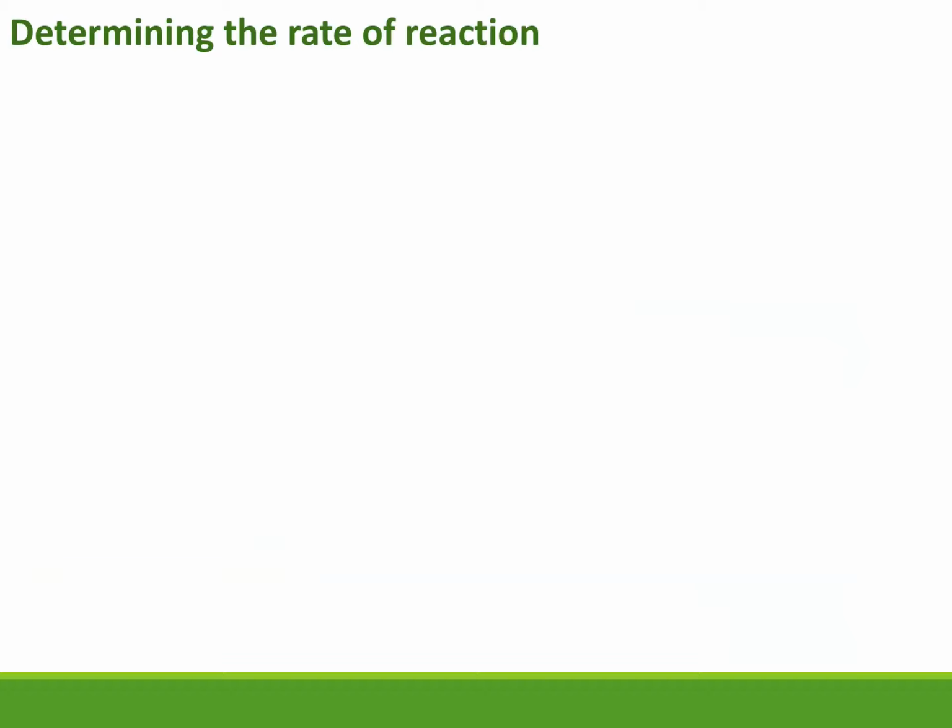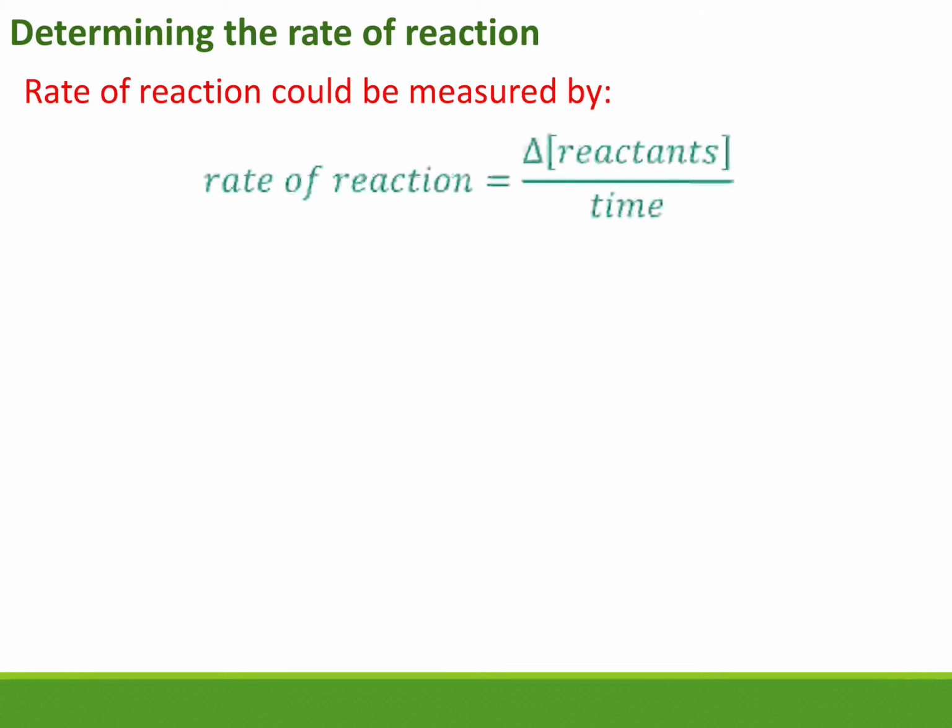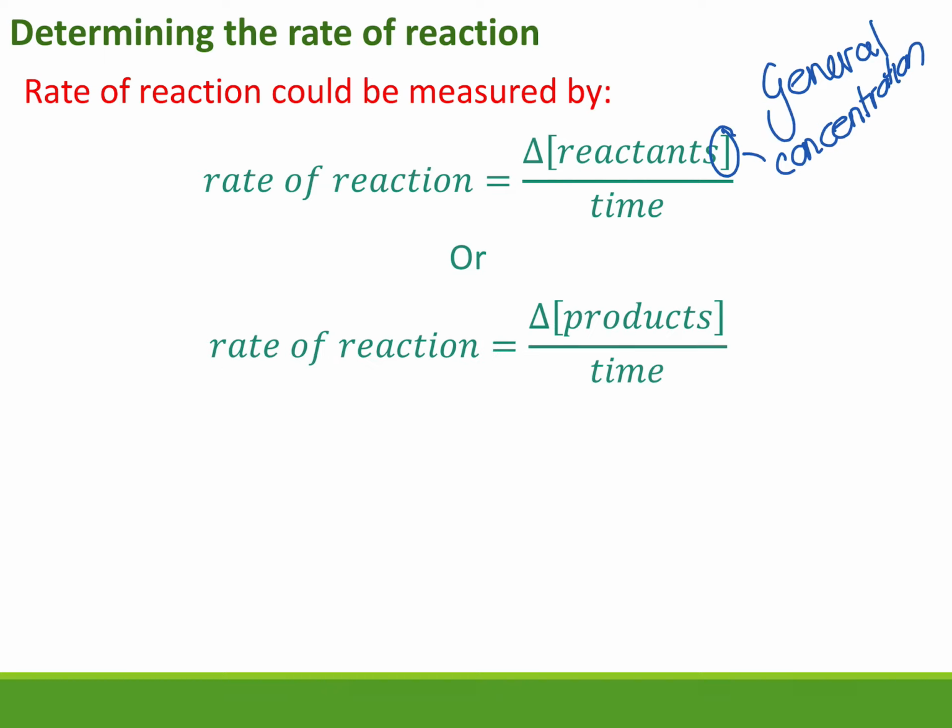Then, when it comes to determining the rate of a reaction, so now we want to know how fast or how slow the reaction goes, we can measure it, and this is general, okay? So, the rate of reaction can be seen as the change in concentration of the reactant. That square bracket means concentration. It's a new thing for you. You're going to see it often. Or it can be the change in concentration of the products over time. So it's about the time.